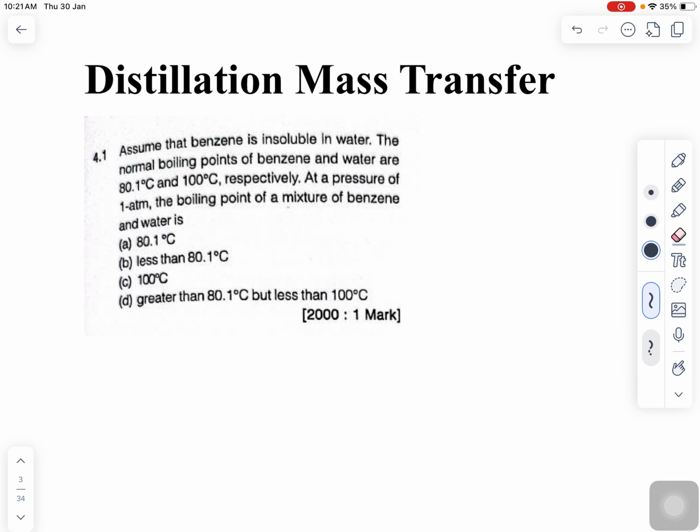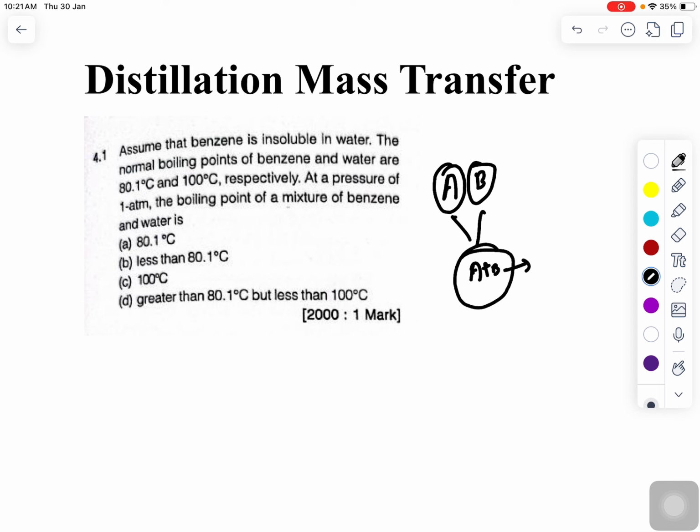So the question says assume benzene is insoluble in water. The normal boiling points of benzene and water are 80.1 degrees centigrade and 100 degrees centigrade respectively. At a pressure of 1 atm, the boiling point of the mixture of benzene and water is. So let's say if you see any question where there are two components, A and B, mixed together making a mixture of A plus B, and both are insoluble. If it is insoluble, then both components will exert individual partial pressures, PA and PB, that is the vapor pressure.